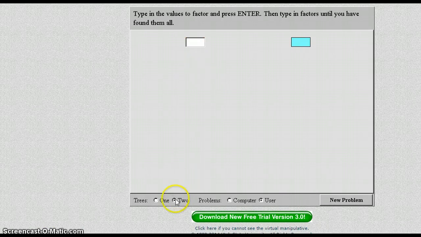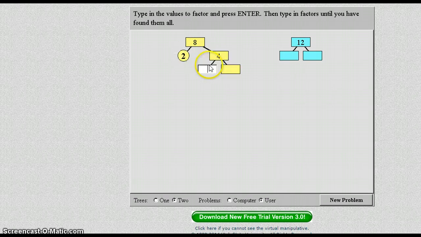If you go to that link, you'll need to press 2 for trees and user for problems, so you can enter your own numbers. So I'm going to enter 8 and 12. It's going to prompt me to find factors for the factor trees. I can think of any factor of 8. I'm going to use 2, and when I press enter, notice that it completed the other number.